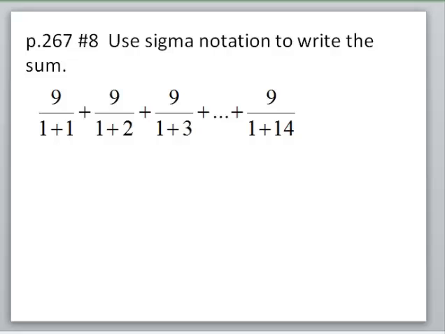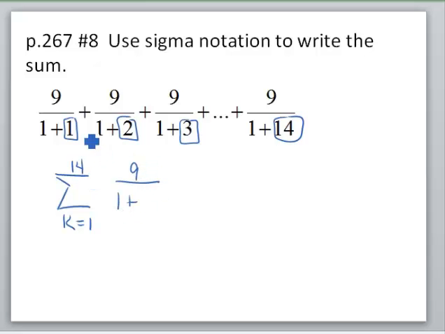The next one, we're going to write the sigma notation. Look at this and evaluate, and notice that the only thing that's changing is the things I've boxed in. So I'm going to be starting with 1 and going all the way to 14. I keep the 9 over 1 less, and then I make my variable what's in the box because that's the one thing that's changing.